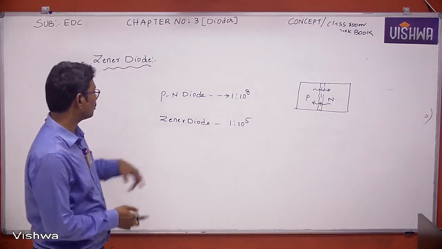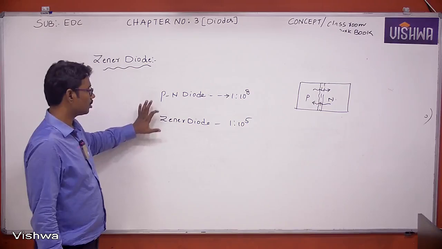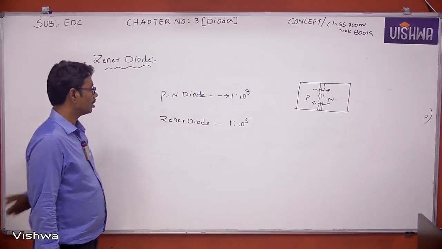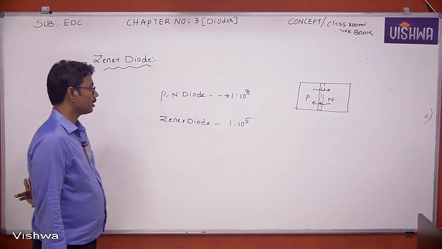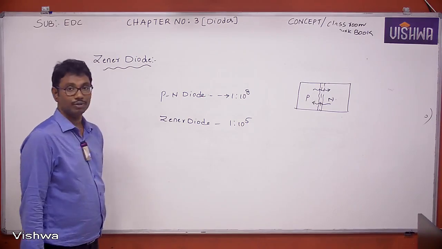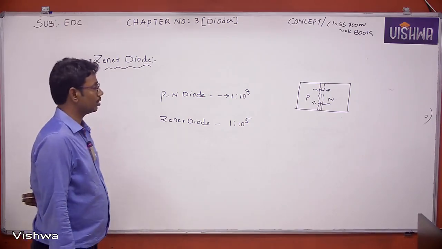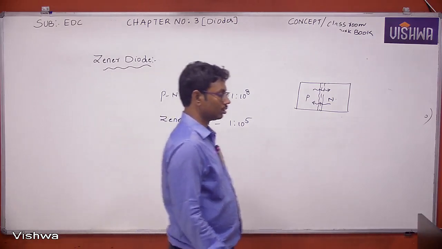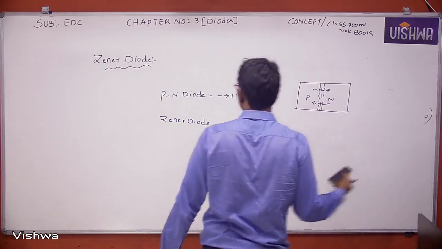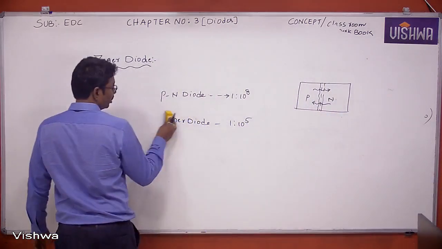Right? Copy these doping concentrations here. PN diode 1:10 power 8. Zener diode 1:10 power 5.